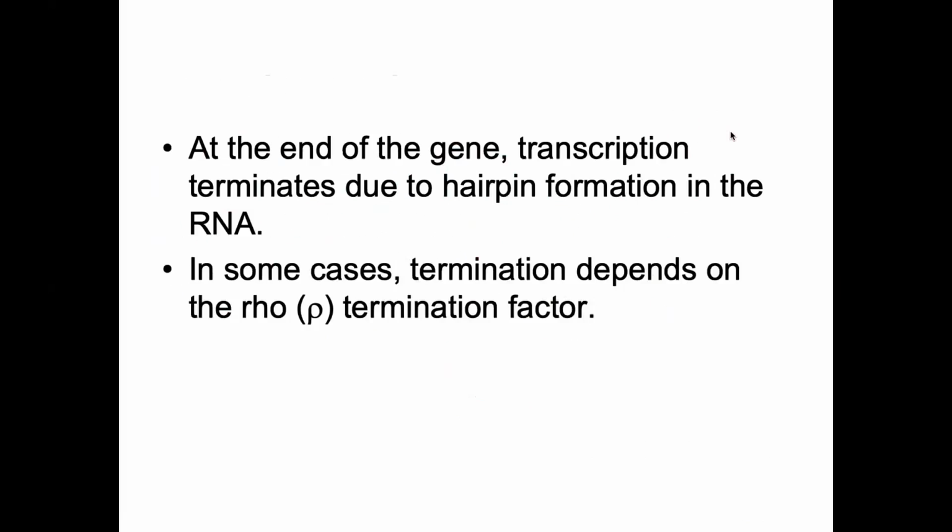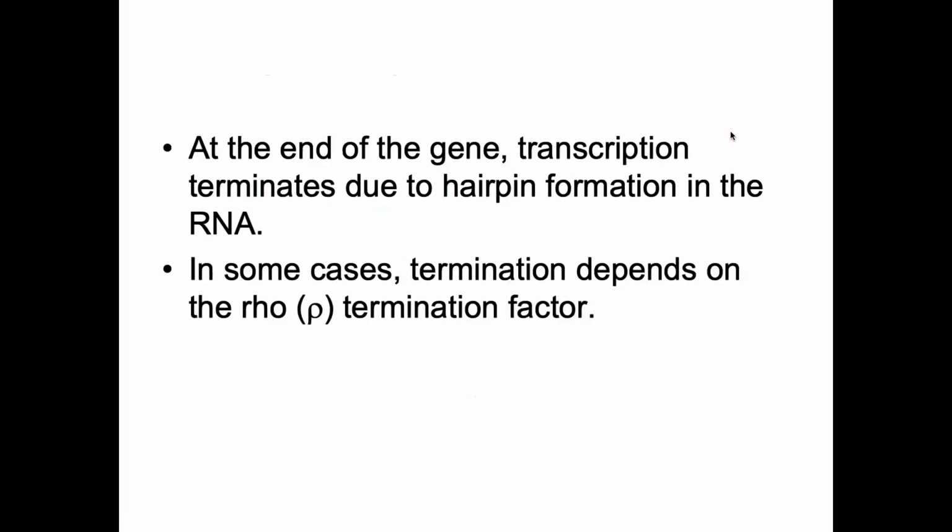So how do you stop it? So how do you terminate? So again, there must be signals, must be consensus sequences at that 3' end of the gene. In E. coli, there have been 2 mechanisms that are used for transcription termination. And they're very similar to each other, just subtle differences. And I just want you to understand them in a general way.